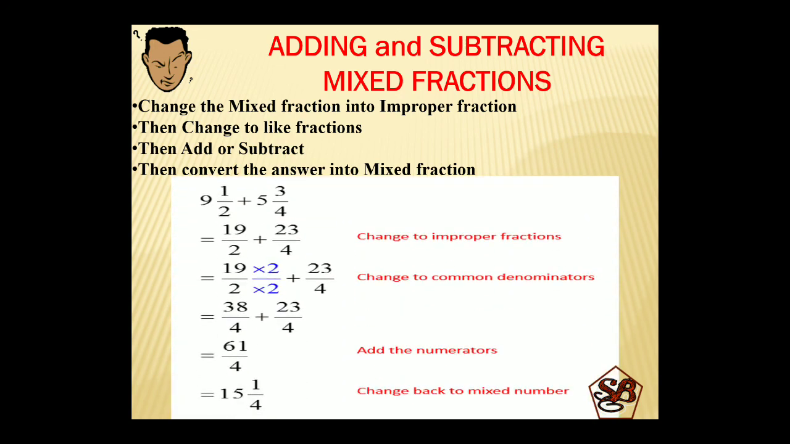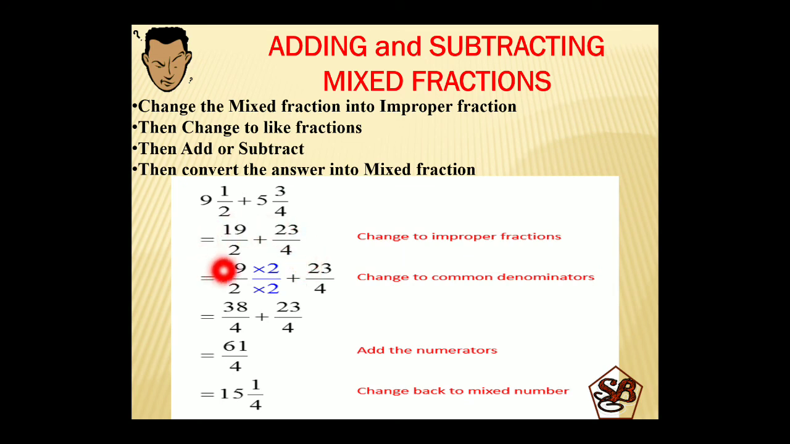Now let's see this example. 9 1 by 2 plus 5 3 by 4. First step, change the mixed fractions into improper fractions. 2 9s are 18, 18 plus 1 is 19, so 19 by 2. 4 5s are 20, 20 plus 3 is 23, so 23 by 4.